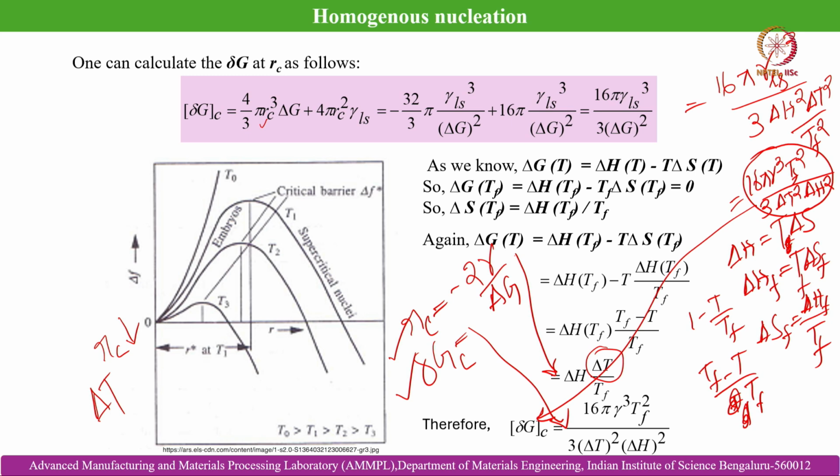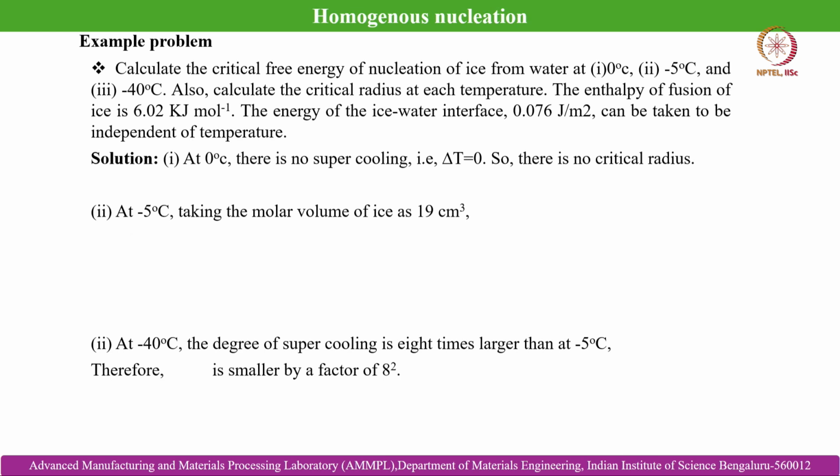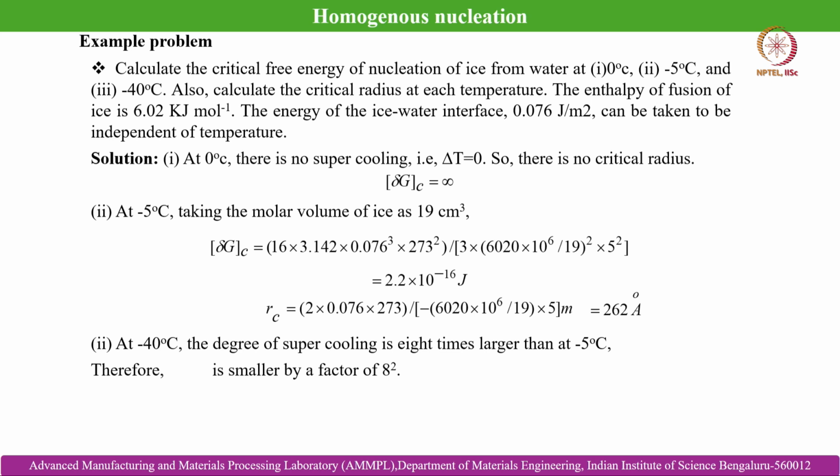So, that is why, as we are decreasing the temperature of the melt, T2 is less than T1 and T3 is less than T2, and similarly the critical radius of nucleation R2 is less than R1 and R3 is less than R2. So, this is how it goes. This is the fundamentals of homogeneous nucleation, and there is a small example problem so that you can understand the calculation better.